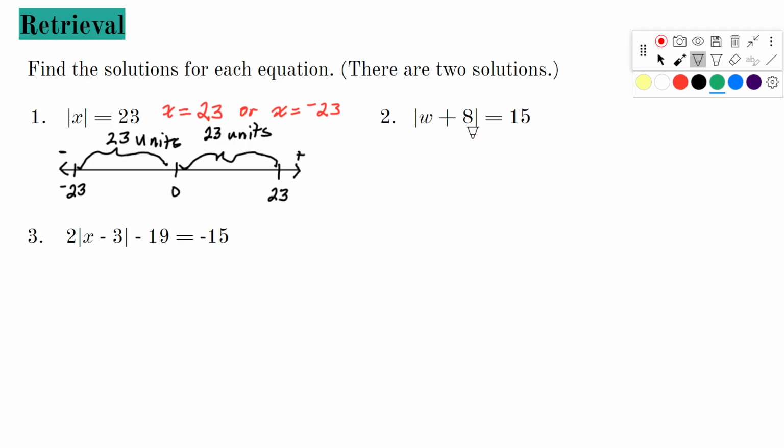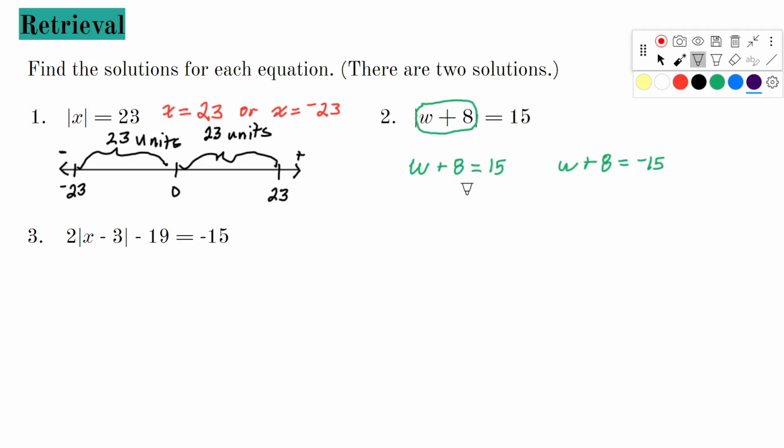When I look at number 2, I need to remember that w plus 8 represents one value. So what value is 15 units away from 0? Well, if we think about the previous example, we know that 15 is 15 units away, so the value of w plus 8 could be 15. But we also know that the value could be negative 15 on the other side of 0 on the number line. So we have to solve two equations.